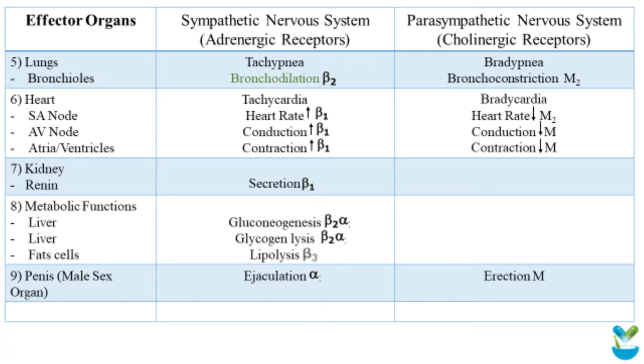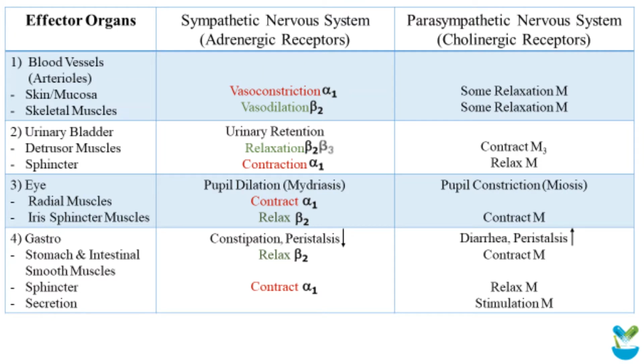Okay, so let me start explaining this and we'll follow the same sequence. Mainly you have to remember adrenergic receptor actions of the sympathetic nervous system, because for the parasympathetic nervous system, muscarinic receptors are all the same. So the first thing is that alpha-1 receptors cause constriction or contraction, and beta-2 receptors cause dilation or relaxation. So wherever you see alpha-1 receptors involved, the response will be contraction. And for beta-2 receptors, the response will be dilation.